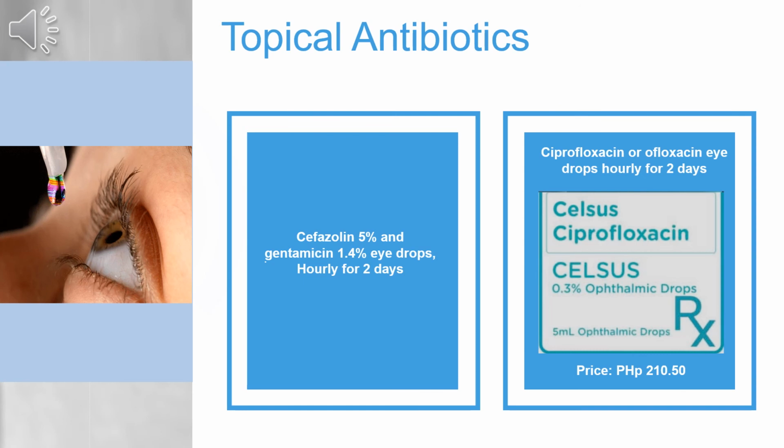Cefazolin is a first-generation cephalosporin known to have an activity against pneumococci, streptococci, and staphylococci. Gentamicin is an aminoglycoside and is usually used against gram-negative and gram-positive bacteria. On the other hand, ciprofloxacin and ofloxacin are fluoroquinolones and are known to be effective against Pseudomonas and Neisseria. An available brand of ciprofloxacin in the Philippine setting is Celsus, which would cost around 210.50 Philippine pesos.